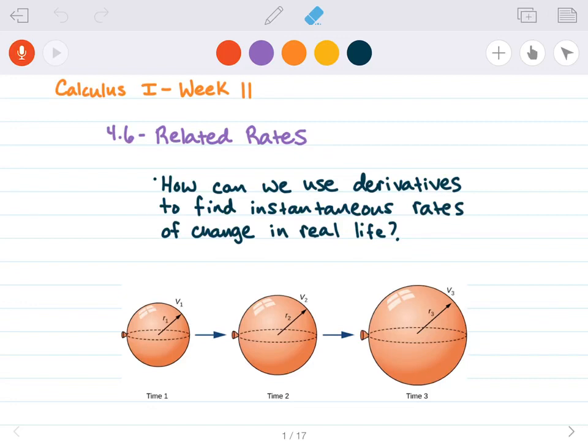Hey guys, welcome to this week's lecture. This week we're going to be talking about 4.6, related rates, in the textbook.